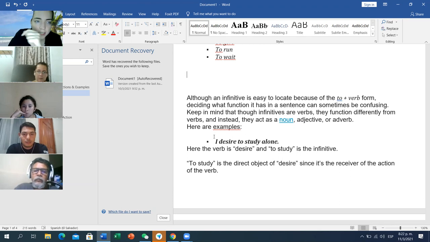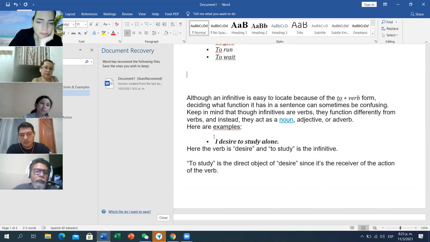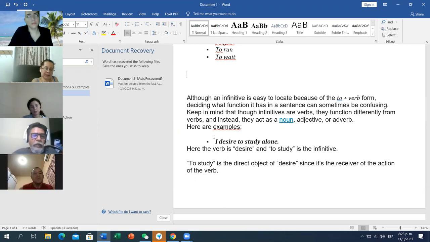Entonces, just remember, I desire to study. I want to study, lo que les puse anteriormente. Ahí van dos verbos. But there you go, and you are making the function. So, if I say, I want to learn English, ¿quién es mi infinitivo? To learn. Okay. It's necessary to study every day. ¿Quién es mi infinitivo? To study. Okay. It's important to eat healthy food. ¿Quién es mi infinitivo? To eat. Excellent. Very good.